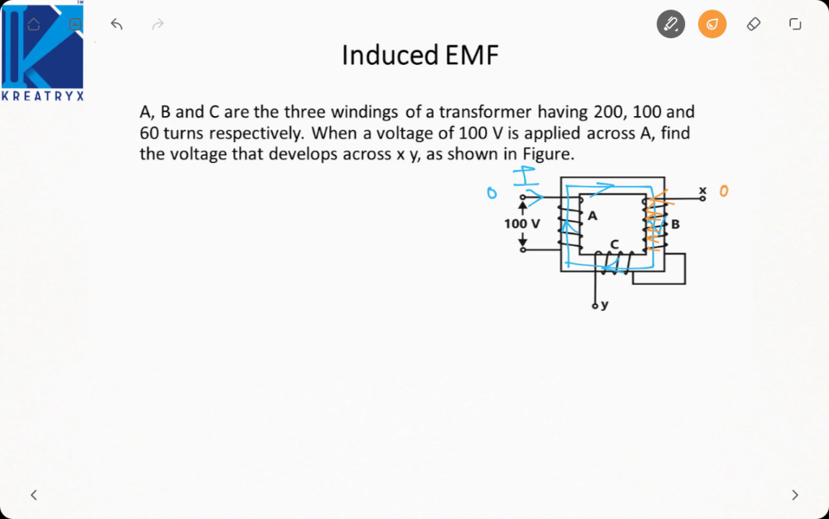Similarly, the current in the C should be such that the flux is towards the left, that is adding with the primary flux. So how the current should enter? It should enter Y. So I will place a dot here. Now we know by the transformer principle, V2 by V1 is equal to N2 by N1, which means the voltage across B is 100 into 100 by 200, that is 50 volt.